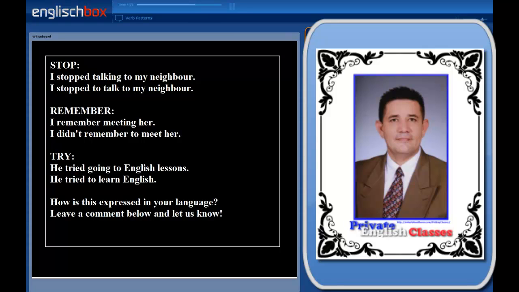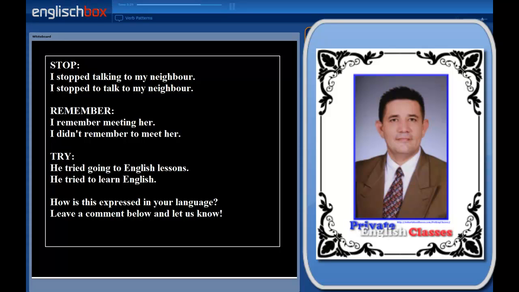Remember. I remember meeting her, and I didn't remember to meet her. In the first one, we don't remember the action. I don't remember, or I have forgotten, the fact that I met her somewhere. And I didn't remember to meet her means I forgot to meet her. We arranged a date at 8 o'clock last night, and I completely forgot about it. I stood her up, and she was left waiting in the restaurant.